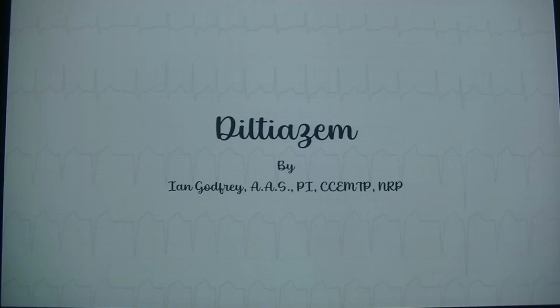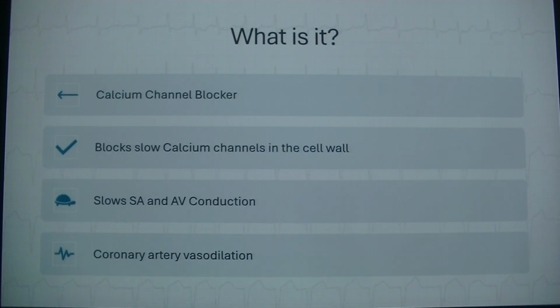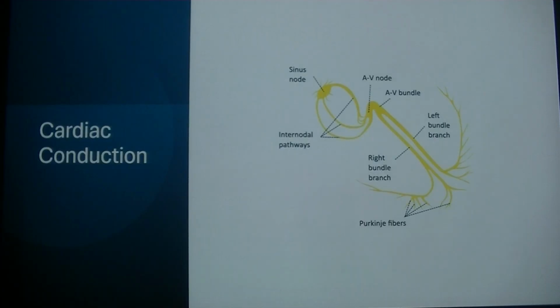We're going to talk about Diltiazem, also known as Cardizem. It's a calcium channel blocker. It blocks the slow calcium channels in the cell wall. It slows sinoatrial and atrioventricular node conduction, and it causes coronary artery vasodilation.